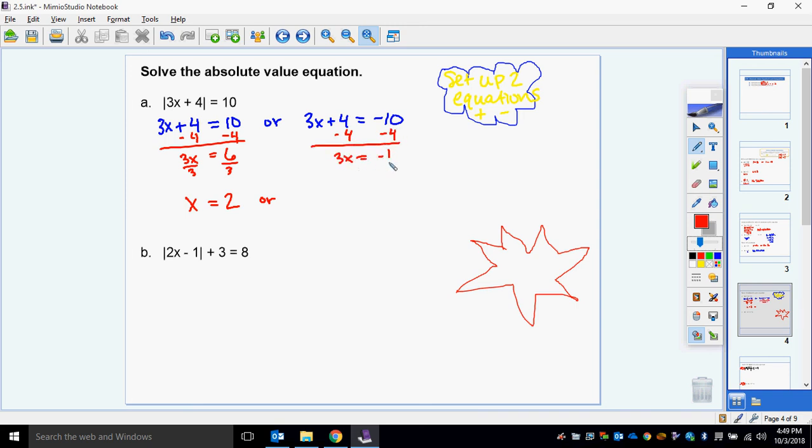Negative 10 minus 4 is negative 14. Divide by 3. And I get x equals negative 14 over 3.